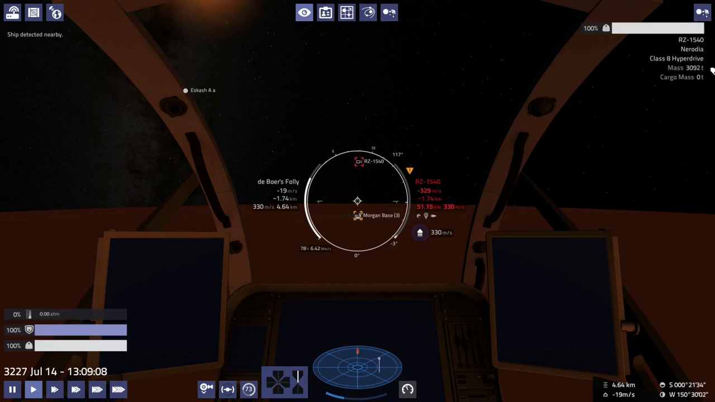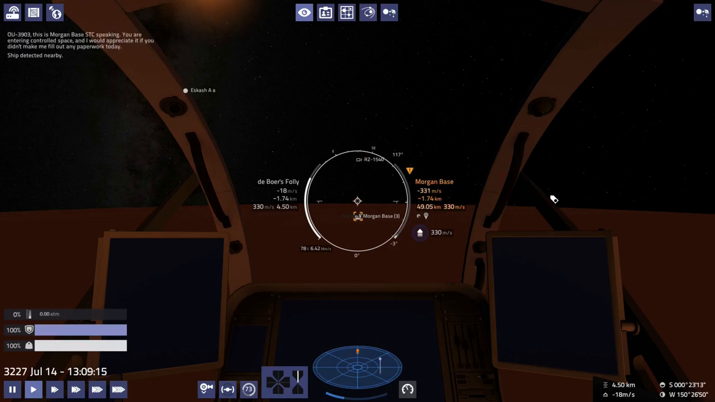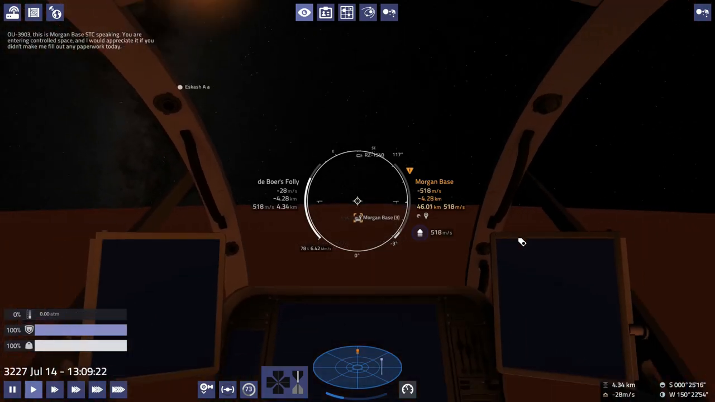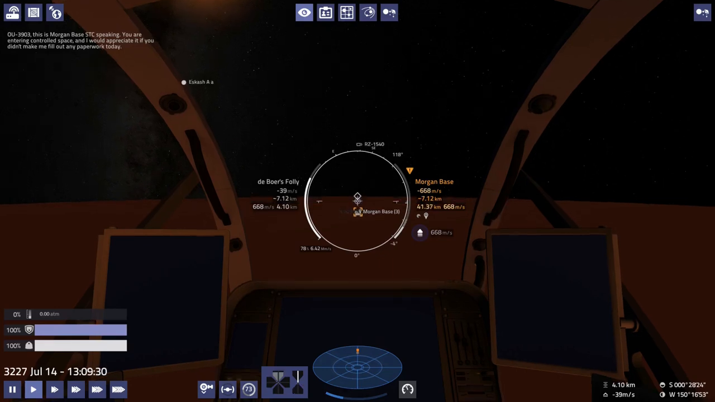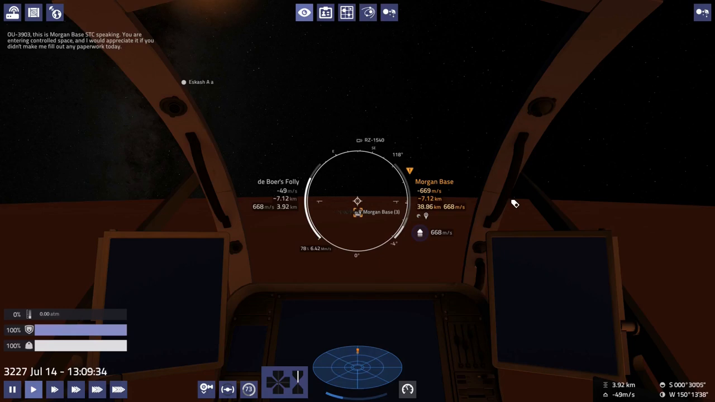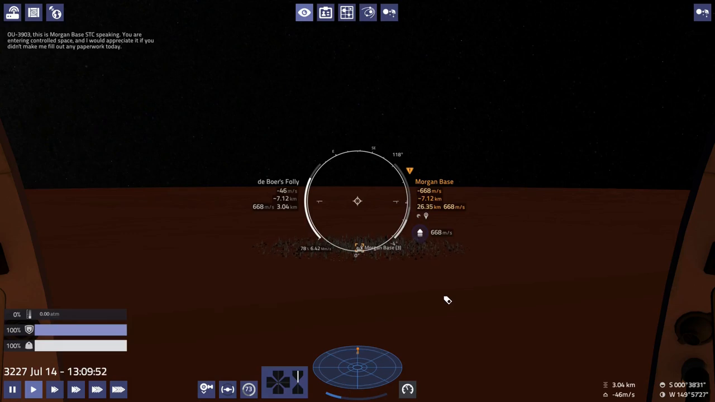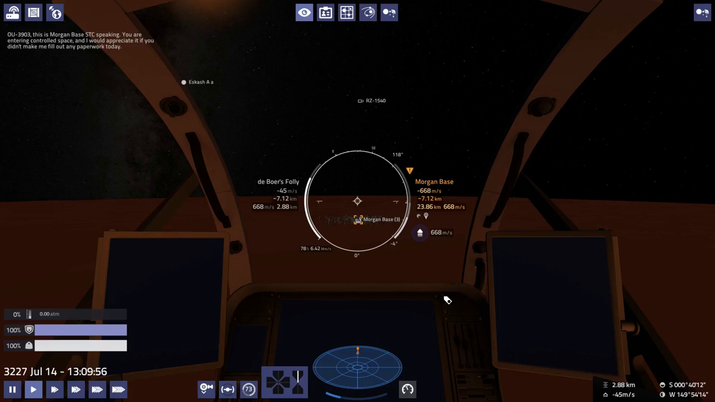There's an RZ-1540 Nerodia. That's a big ship. If it's leaving or coming in... Looks like it might be leaving. We could just be getting closer to it. Yeah, it looks like it's on the way out. Either way, we just need to sell all of this nerve gas.